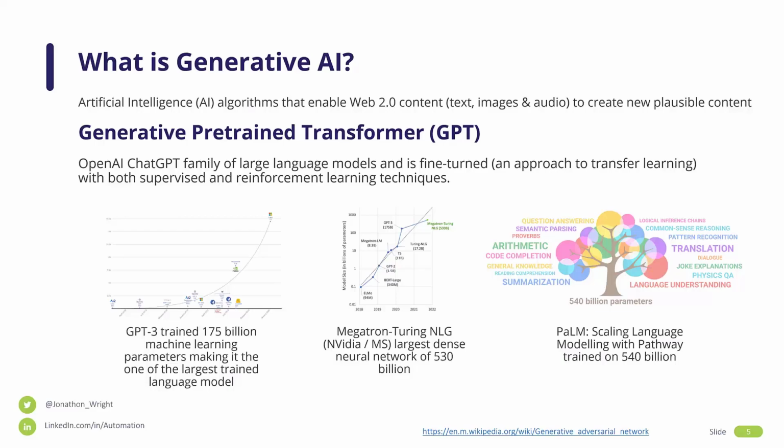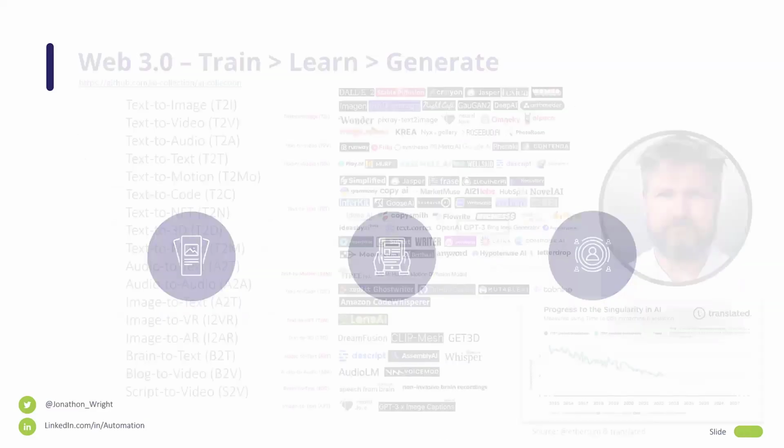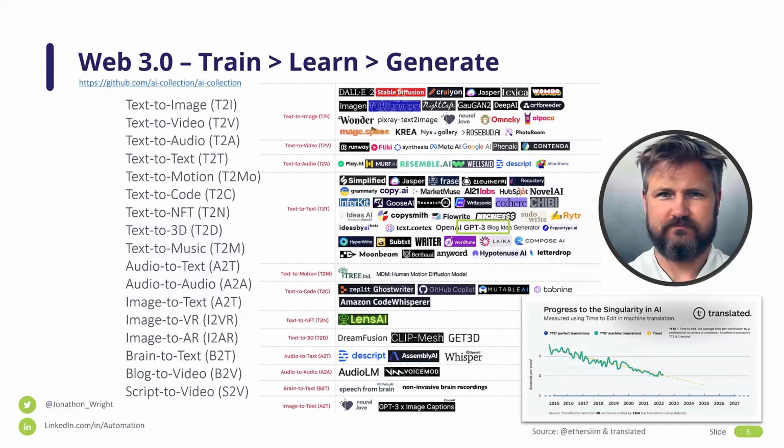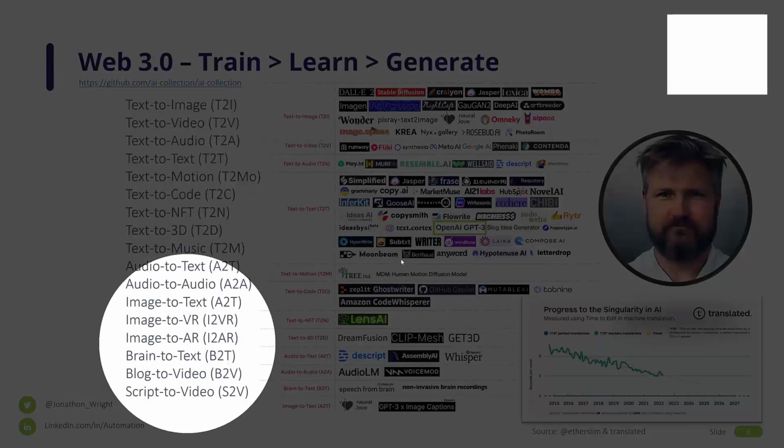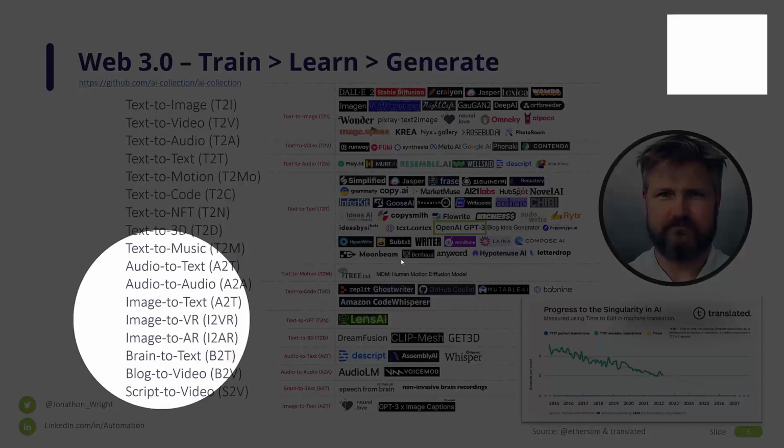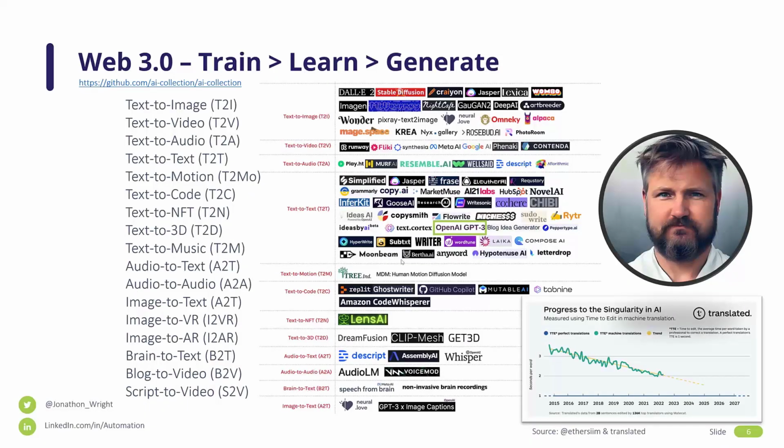But what are these core capabilities? Well, I've summarized them here because I didn't want to add loads more new abbreviations, but to the left-hand side, you can see that there's pretty much a generative AI for anything, even brain to text. So how do I leverage these?